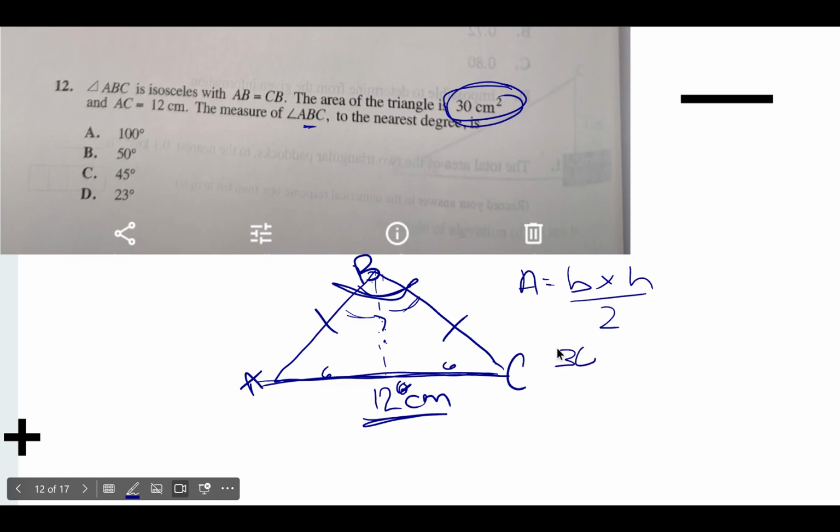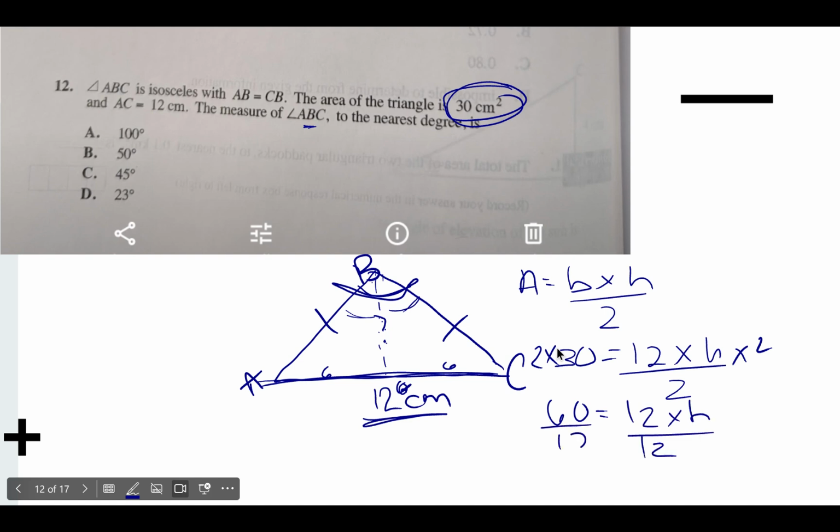So let's plug in what we know. We know the area is 30. We know your base is 12. You don't know your height. We're dividing by 2. So let's solve for h by multiplying both sides by 2. So we'll have 60 equals 12 times h, divide both sides by 12, and then h will equal 5.